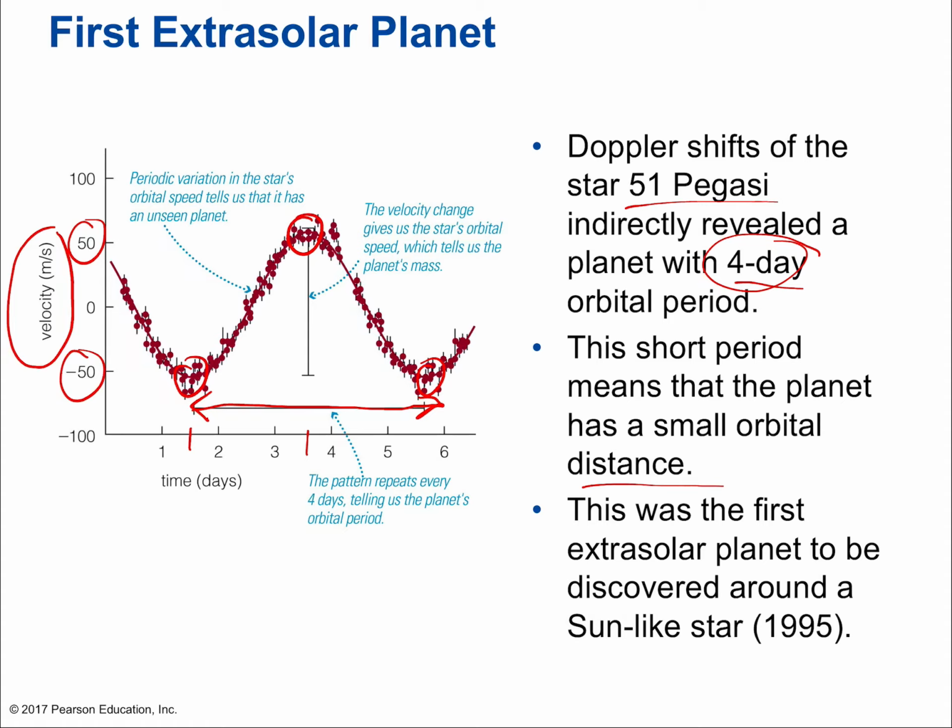All right, this was it. This was the first one they discovered. This was the first exoplanet. All right, it was around a sun-like star, and it was discovered in 1995. Now, okay, that's fine and all. That's great that we discovered a planet around another star, and it was a sun-like star. So nothing too exotic, something we can relate to. All right. But 4 days?